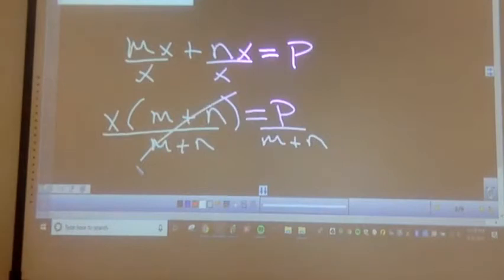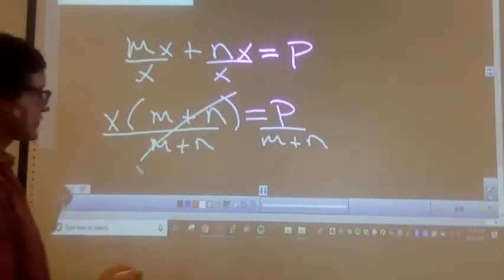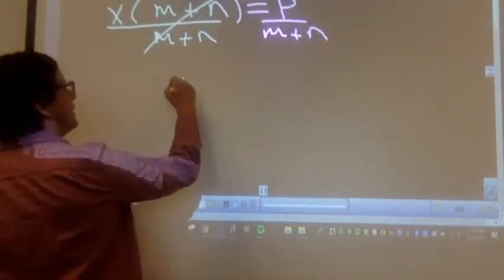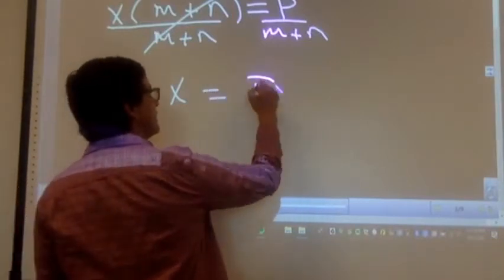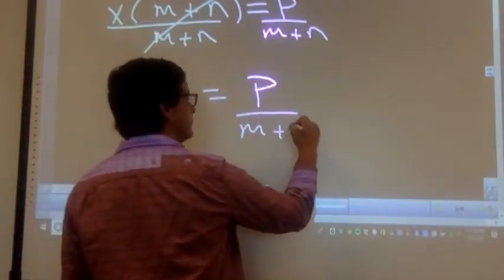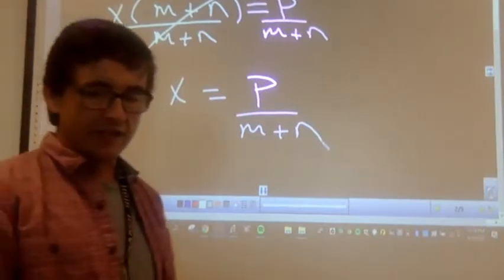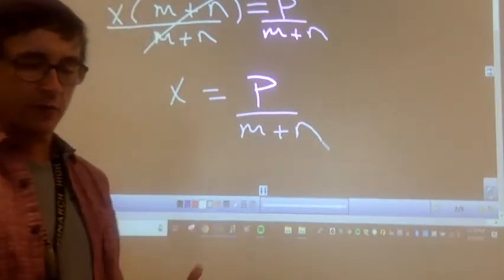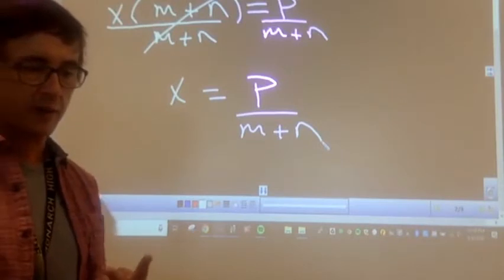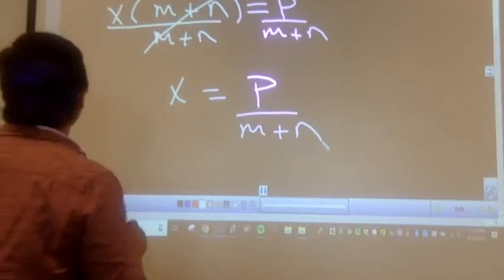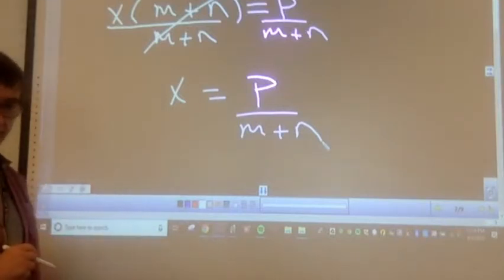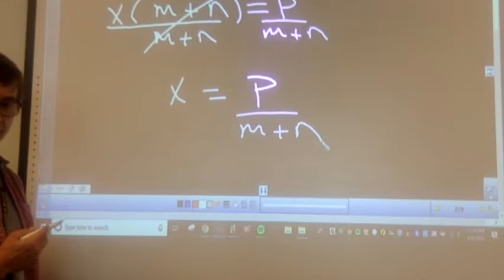So those m plus n's cancel from the left side of the equal sign, and your final answer is p over m plus n. So again, to emphasize again and again, the only way to get rid of two variables is to factor them out. That helps you to go from two variables to one variable. All right, raise your hand if you need more time writing that down.